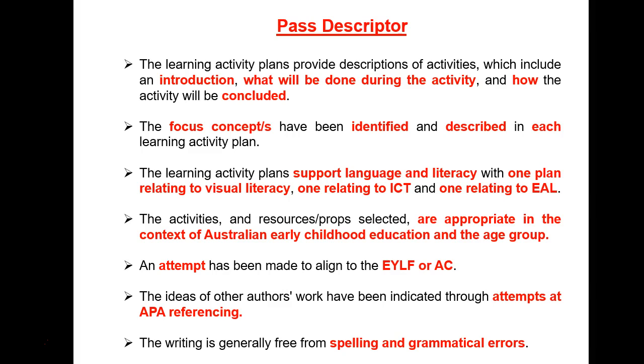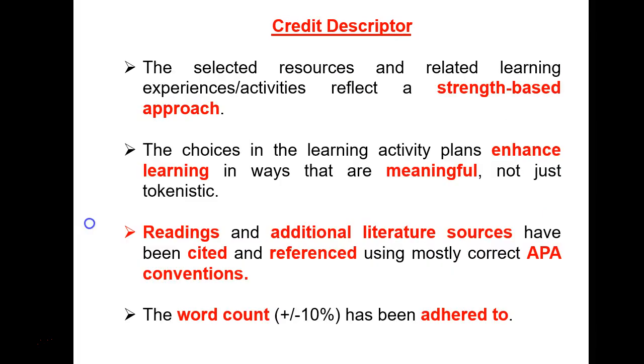And make sure that you are doing 3 separate lesson plans. One is for visual literacy, one relating to ICT, and one relating to EAL. So just make sure that you're doing that, and you're also aligning them with the correct curriculum. So that's either the EYLF or the Australian curriculum. So this is a great opportunity for those primary students to have a look at the Australian curriculum and to have a go at using it. And we're also going to be doing our APA referencing.